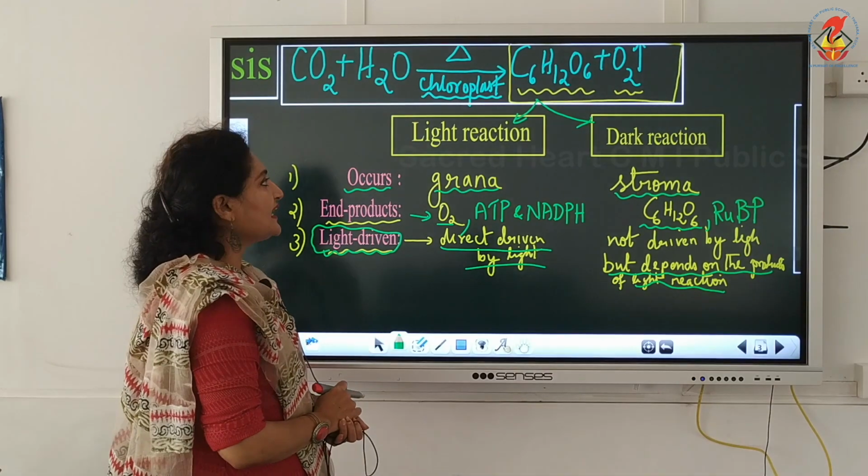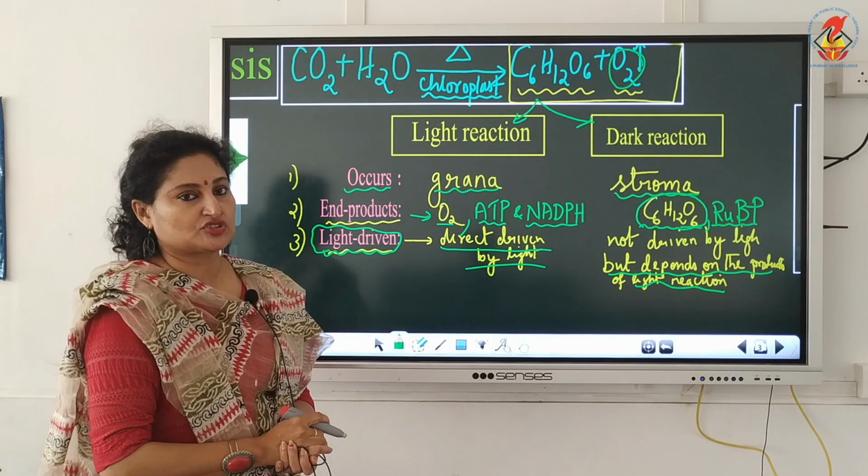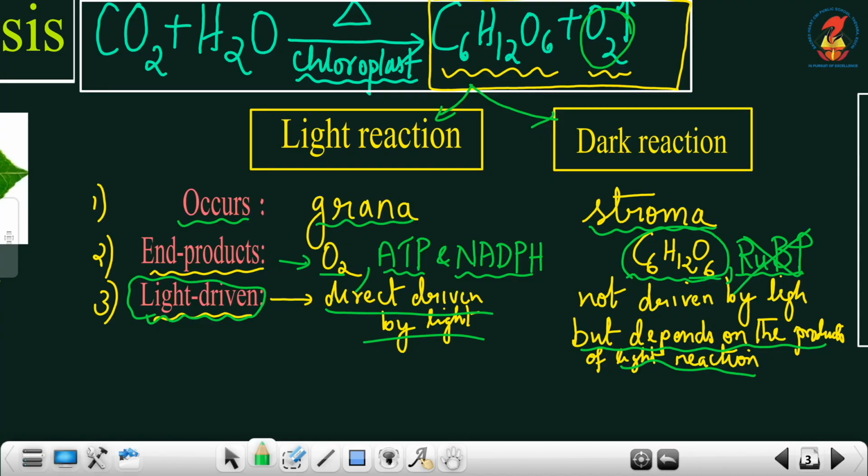And lastly, the end products of light reaction. The end products of light reaction are oxygen as well as energy molecules like ATP and NADPH. And the products of dark reaction are glucose as well as another substance which is produced and forms the substrate. So we cannot say that is an end product because it is produced and that is utilized.